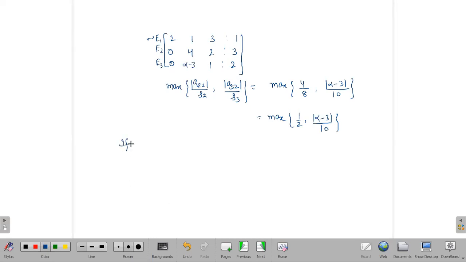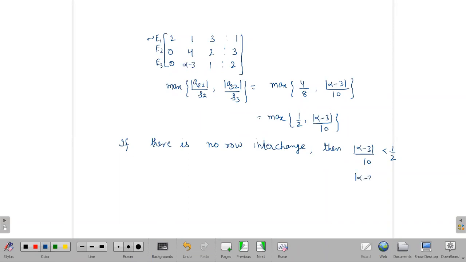So if I want no row interchanges, then this will always be less than this value, because if that is the maximum of these two, then you will get A22 by S2, no need, and A2 will be replaced with E2. So no need to interchange the row here. So it means alpha minus 3 by 10 will always be strictly less than 1 by 2 when you want no interchanges.